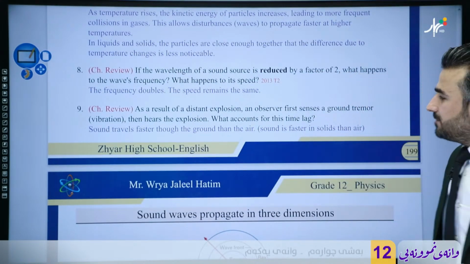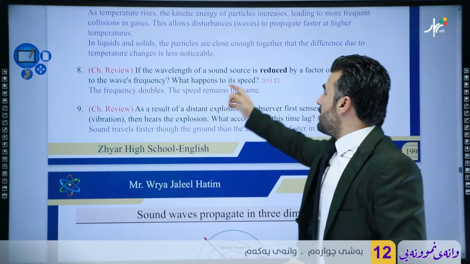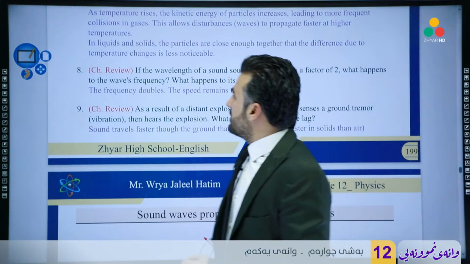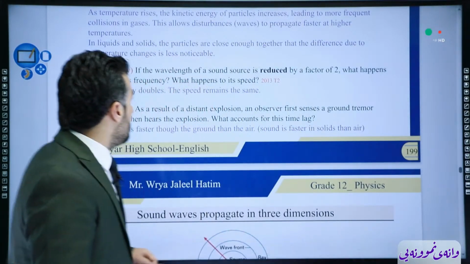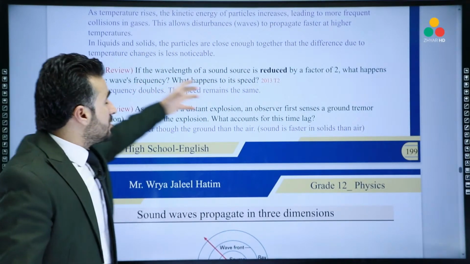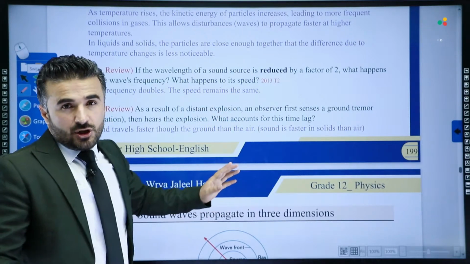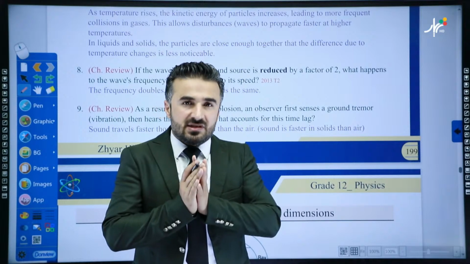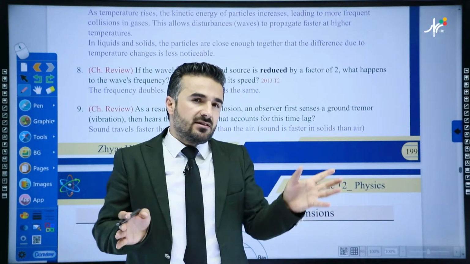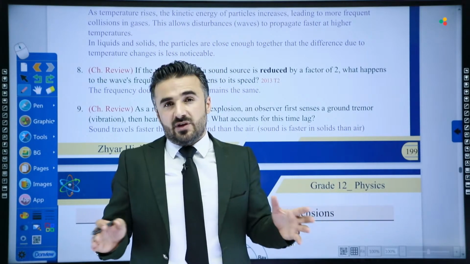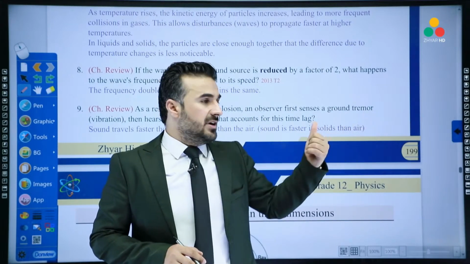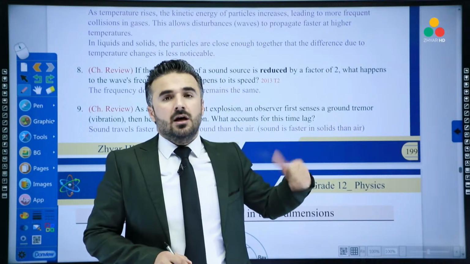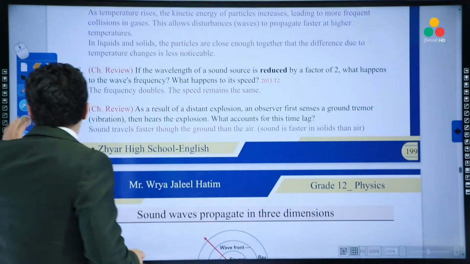As for question 8, it says, if the wavelength of a sound source is reduced by a factor of 2, what happens to the wave's frequency? And of course, what happens to the speed of the wave? Remember, as long as it is in the same medium, the speed never changes. This is general information you need to know. As long as the medium is the same and the temperature doesn't change, the speed will always be the same, whether it is infrasound, audible sound, or ultrasound. So the speed is always the same.